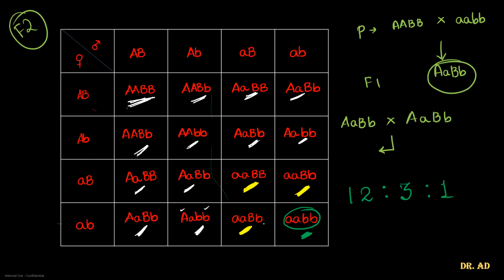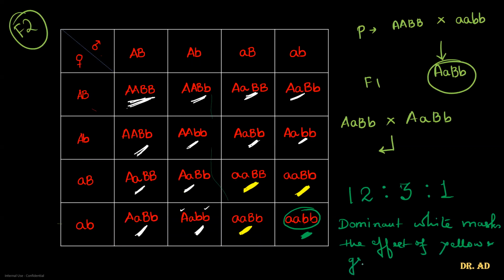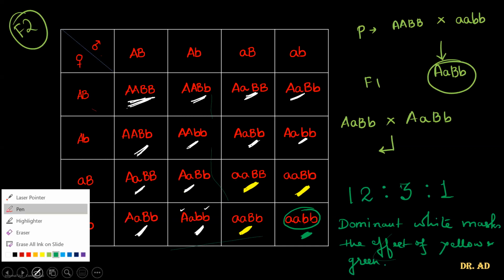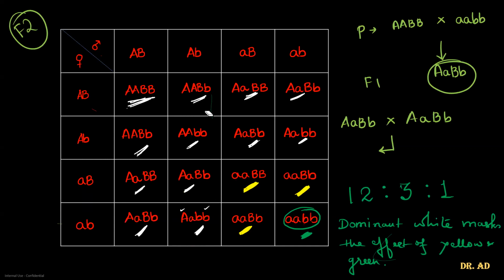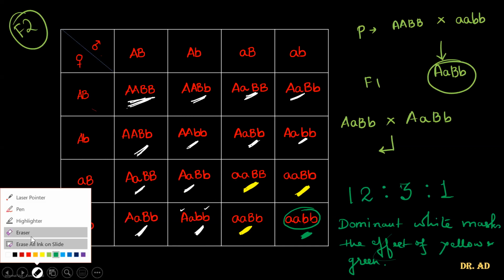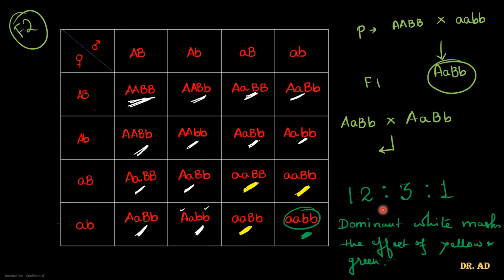So what do we see here? Dominant white masks the effect of yellow and green. Okay, isn't this easy? Dominant epistasis is very easy, and it's very easy to remember also. Nothing difficult over here, right? So this is our required ratio, and this is how we come to an end of dominant epistasis.